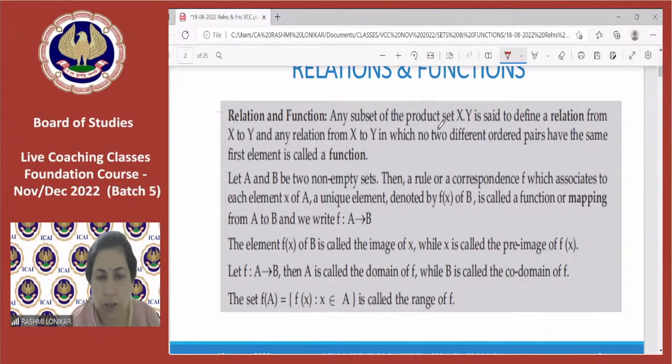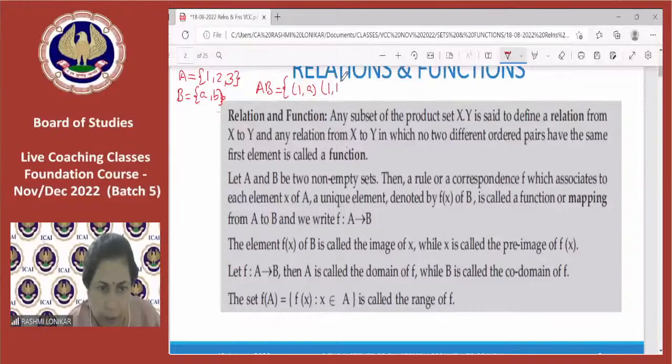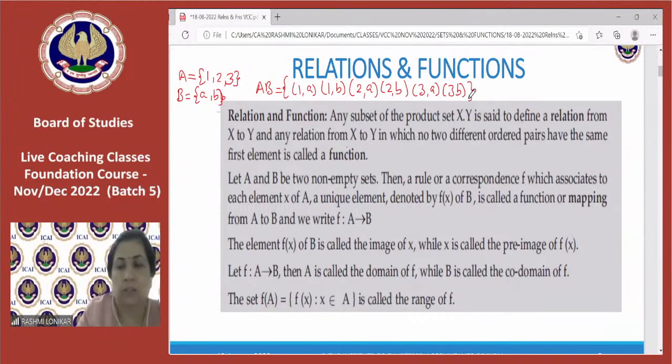Any subset of the product set X×Y. So A is equal to {1, 2, 3} and B is equal to {a, b}. Then if I want to find the product set A×B, that is (1,a), (1,b), (2,a), (2,b), (3,a) and (3,b). This is your product set.